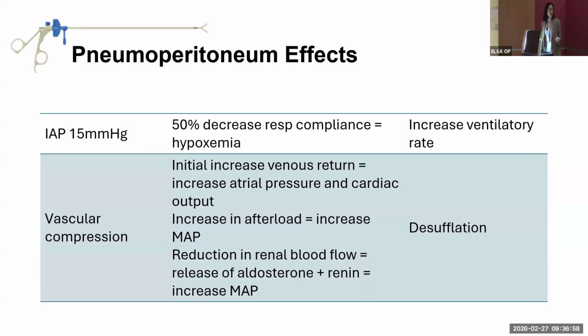Also, it can compress the vascular organs we have there, usually the aorta and the portal veins. So we increase the venous return, increasing the arterial pressure and the MAP eventually, and we will see this as bradycardia for the patient or high BP. The anesthesia will always tell us that the patient is having too much pressure, so we just dissipate a little bit or lower the pressure.